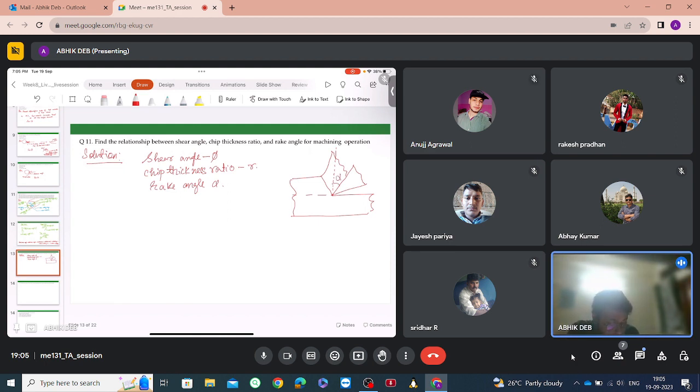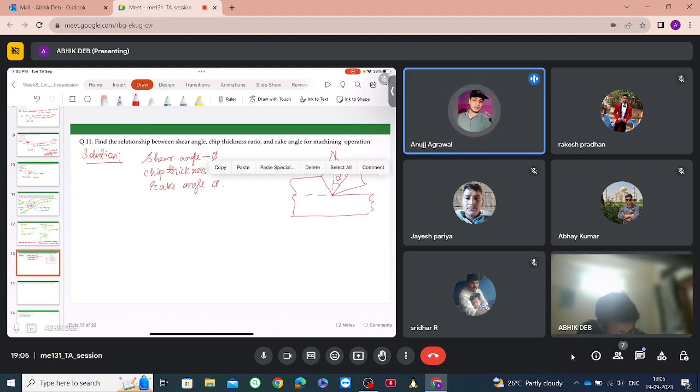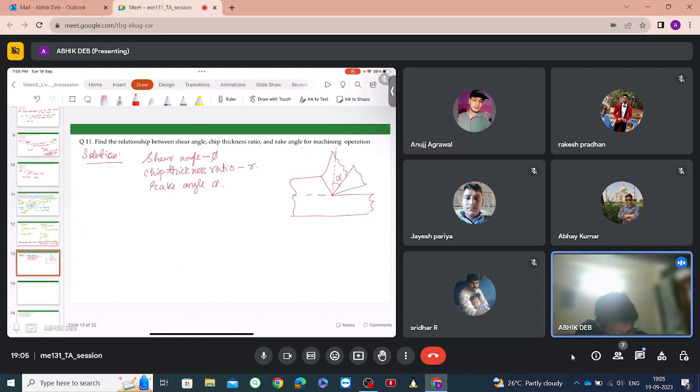What is the shear angle? Which one? Sir, the shear angle is between the workpiece and the chip. Yes, so this is the shear plane angle. This is the uncut chip thickness, and this is the cut chip thickness. So r is basically uncut chip thickness divided by chip thickness, which is essentially less than 1.